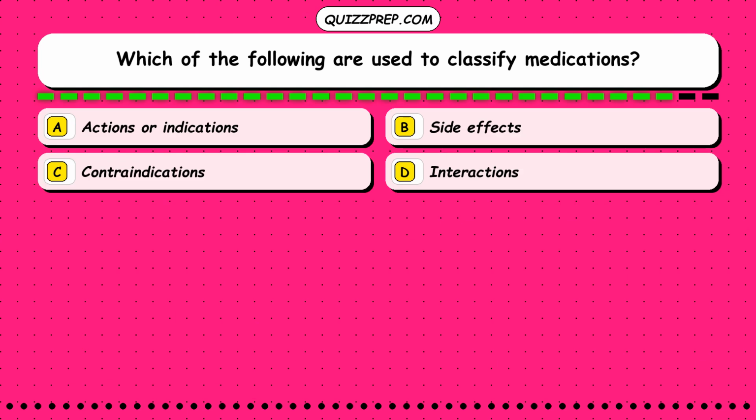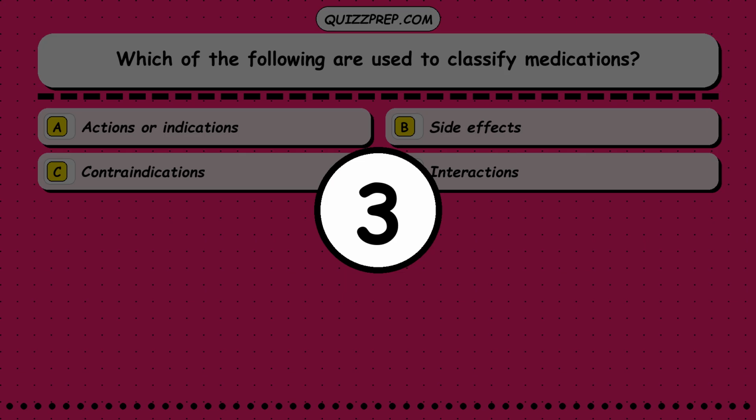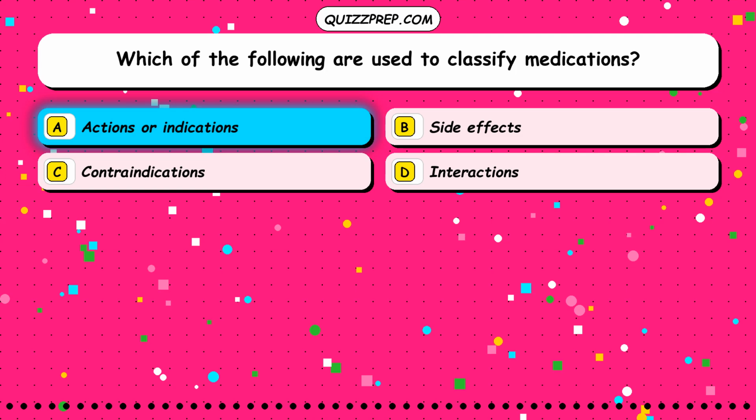Question 25. Which of the following are used to classify medications? Option A, actions or indications. Option B, side effects. Option C, contraindications. Option D, interactions. The correct answer is option A, actions or indications.